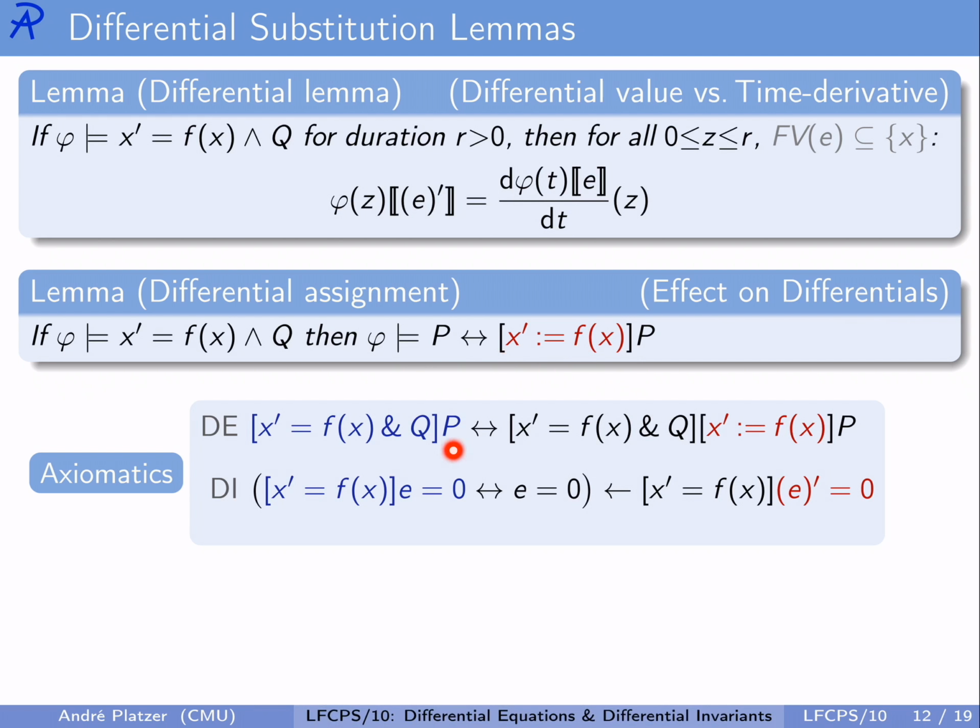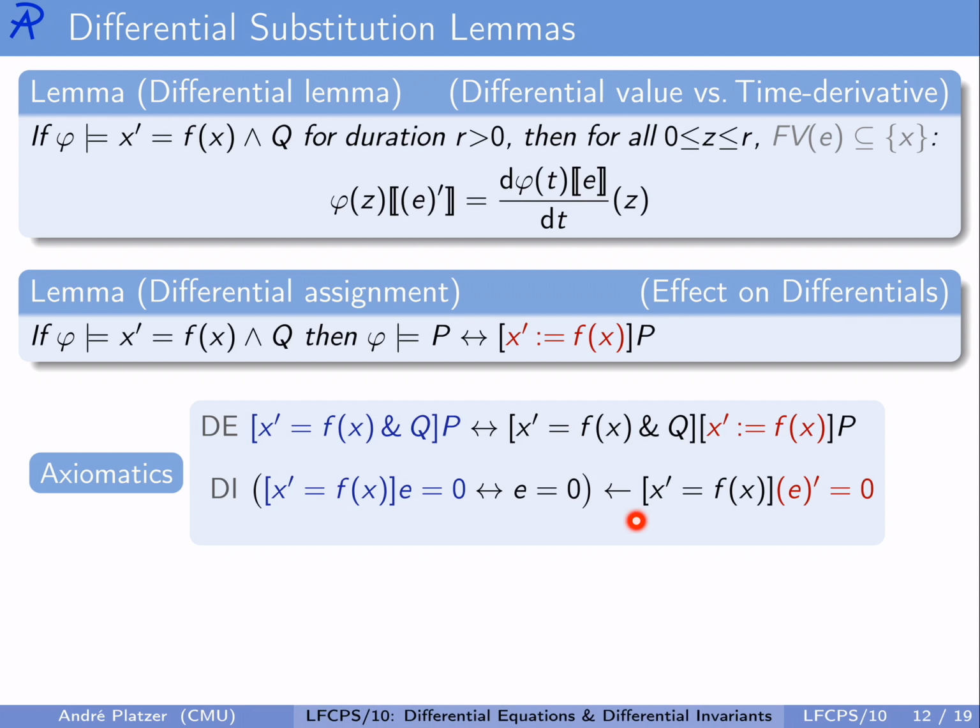So here we have a formula p as a postcondition of a differential equation, and the axiom tells us that we can copy the discrete shadow of the differential equation, the effect that it has on the prime variables. We can copy that into the postcondition if we need it. And the two are equivalent because, well, that's precisely what the differential assignment lemma says. Also, we will be able to read off from that the differential induction principle.